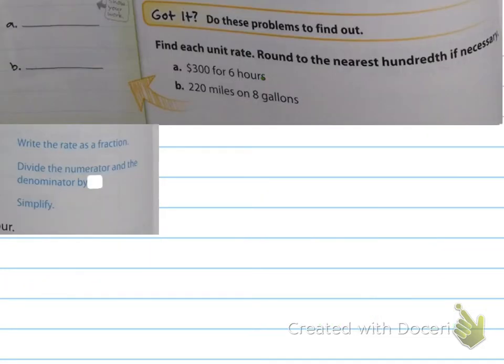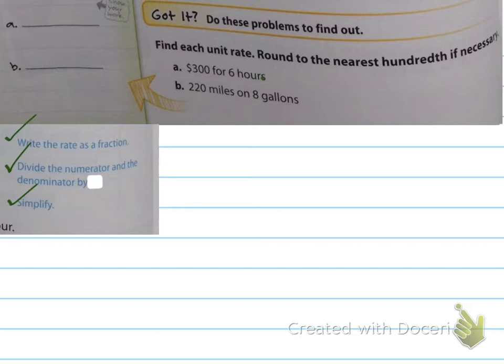Alright, so now we're going to be doing the got it, and it wants us to find each unit rate, round to the nearest hundredth if necessary. And so I went ahead and pasted over those directions that we want to use because we want to always write it as a fraction. Then we want to divide the numerator and the denominator by the same number. And then simplifying it means just what is the answer going to be with a denominator of 1.